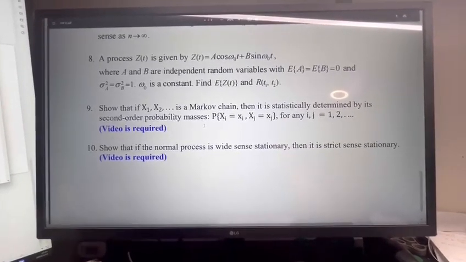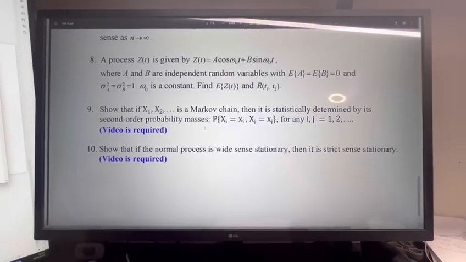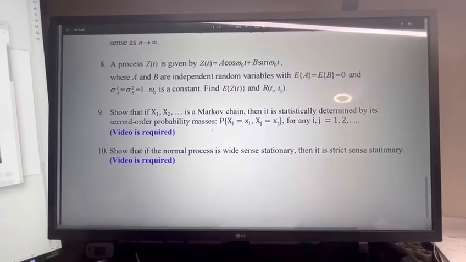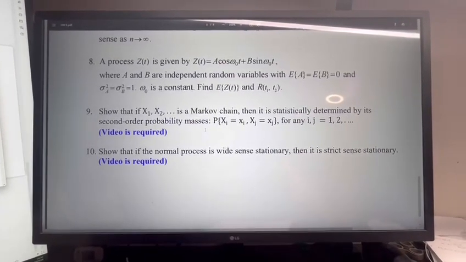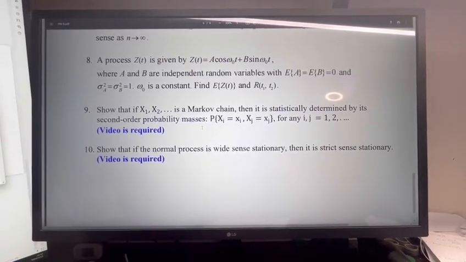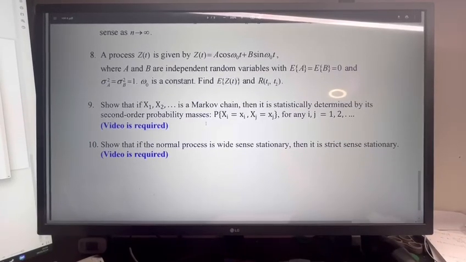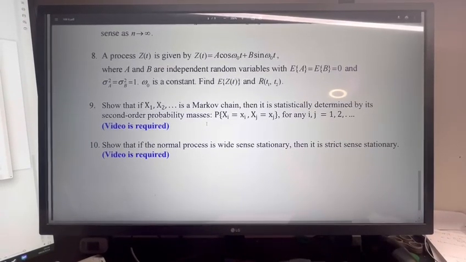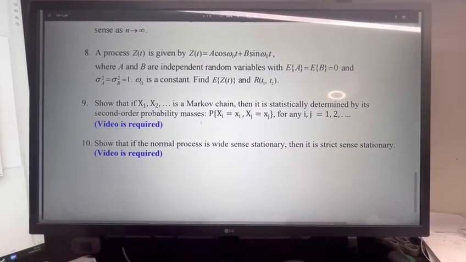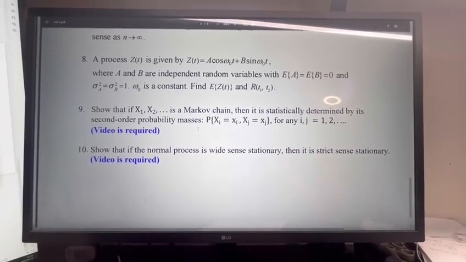So for this question, the question asks us to show that if X1, X2, up to infinity is a Markov chain, then it is statistically determined by the second order probability methods in this format: P of Xi equals little xi and Xj equals xj for any i, j equals 1, 2, 3 to infinity.